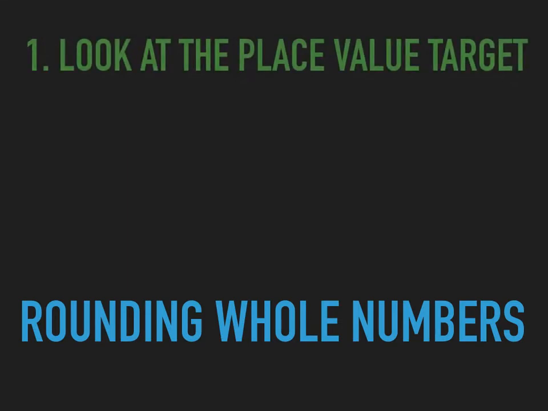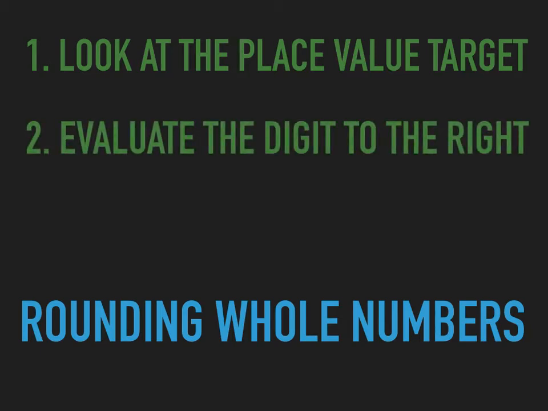This is the way I've been asking you to do it. I usually say, first of all, look at the place value target. So what that means is, if they say round to the tens, I would look at the tens number. If they say round to the hundredths, I look at the hundredths number. And then whatever the target value is, you evaluate the digit, the number that's to the right of that.